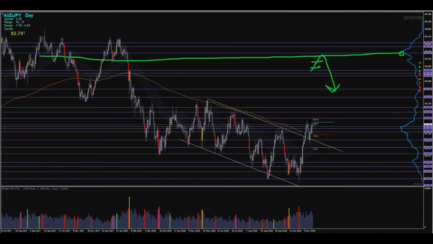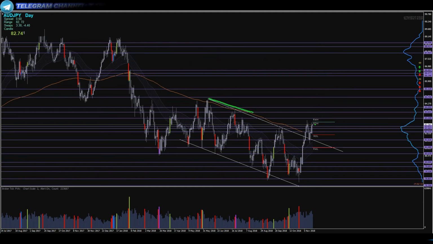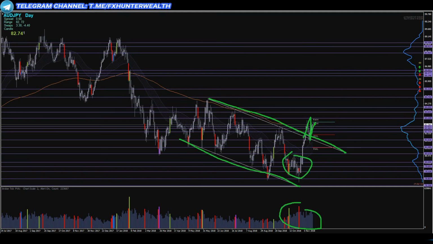The next one is Aussie Yen. Aussie Yen is a pretty nice chart now, because we can see that we have broken through this channel, we have this retest, and now we have this nice volume here in this consolidation, the market is moving higher, and the next strong level is here. So we could be driving this as well.